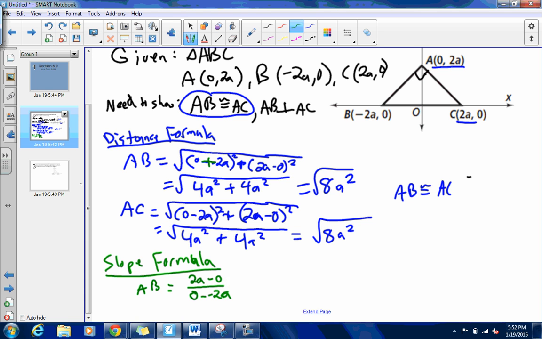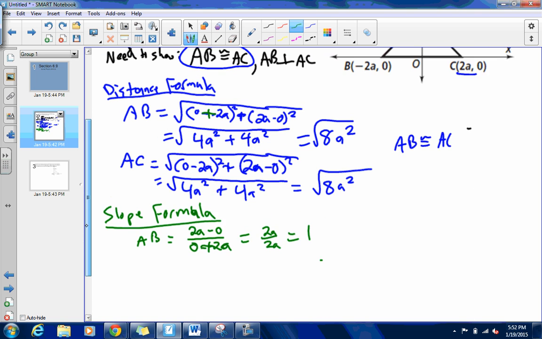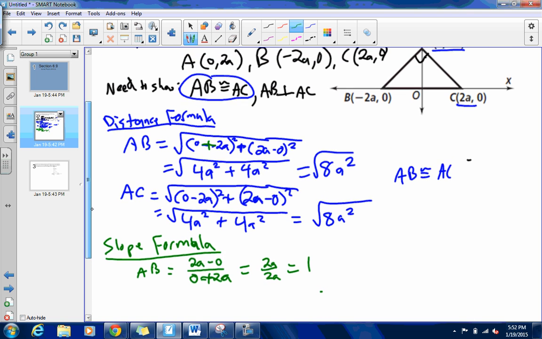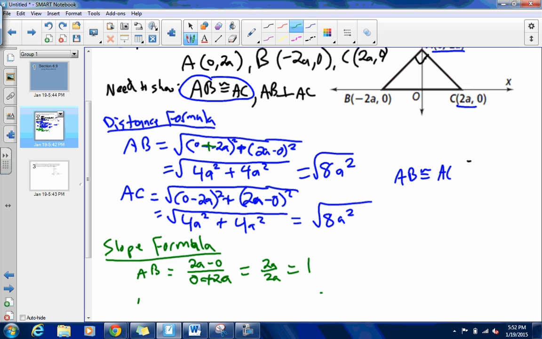Which also becomes a plus. So then we have 2a over 2a, which equals 1. So let's check the slope of AC.